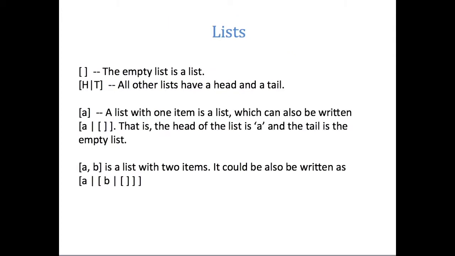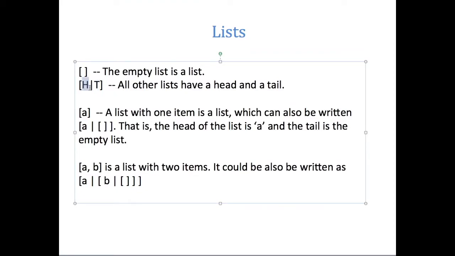Well, not surprisingly, lists have a recursive definition. So the base case is the empty list. That's a list, and it's represented as left angle bracket, right angle bracket, or square bracket with nothing in it. The non-empty list will have to have at least one element, which we'll call the head, and then there's a vertical bar which separates the head from the tail, and the tail is a list.